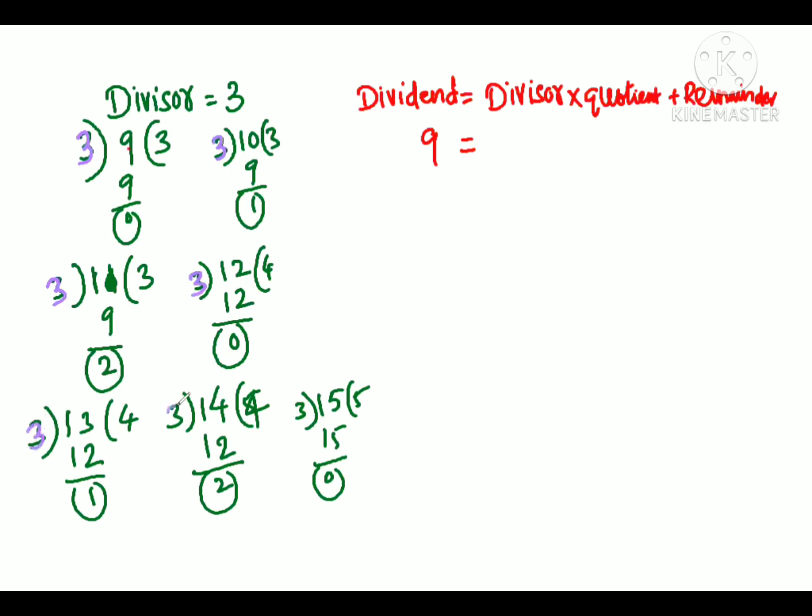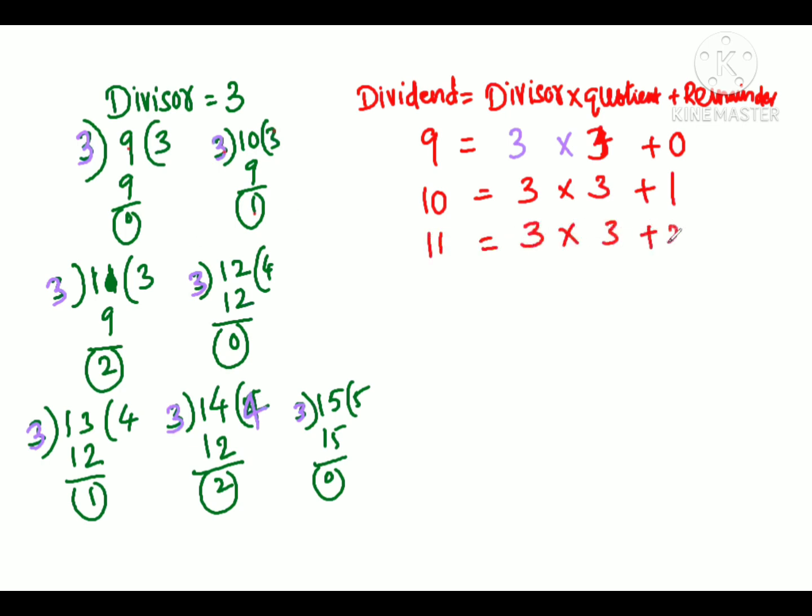So the divisor is 3 and the quotient is here 3. 3 threes are 9. First problem: 3 threes are 9 plus 0. Second problem: 10 is equal to 3 threes are 9 plus 1, and 11 is 3 threes are 9 plus 2. Take 12: 3 fours are 12 plus 0. 13: 3 fours are 12 plus 1.